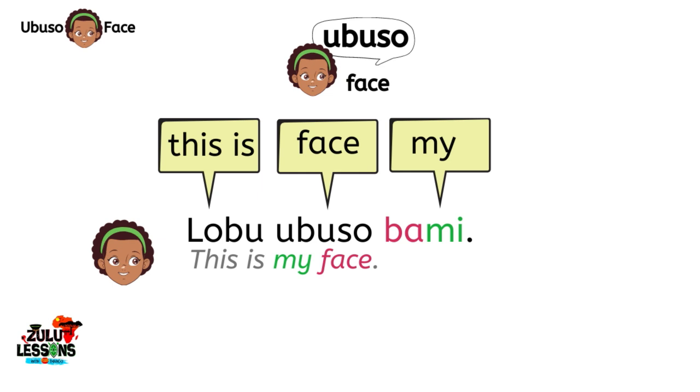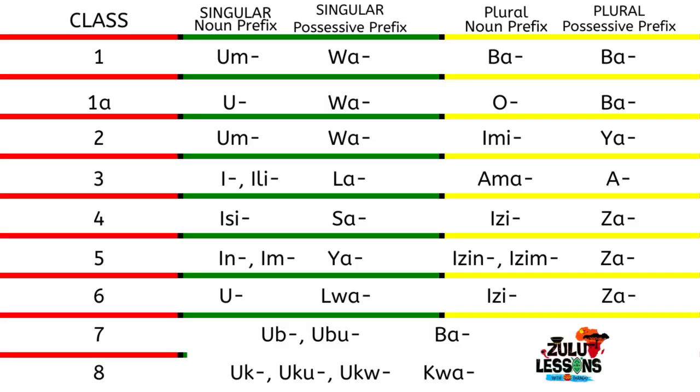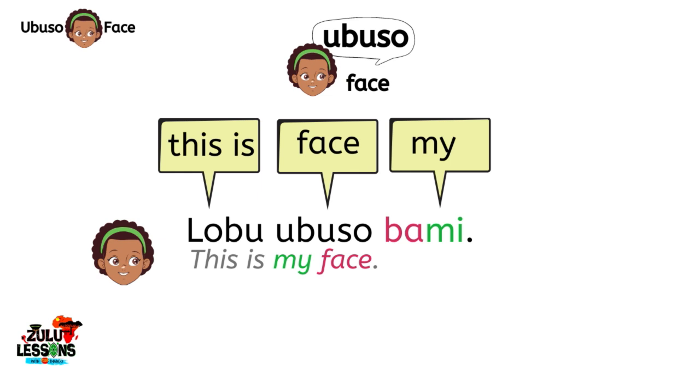Look at that bami. Because ubuso is a class 7 noun, the prefix for the possessive will always start with ba. The only time you will see it not looking like ba is when it is being blended with a suffix that starts with a vowel. So let's have a look at this one. This one is simply ba for the face and then me for my face. So there is nothing to blend here. So bami is what we would say.